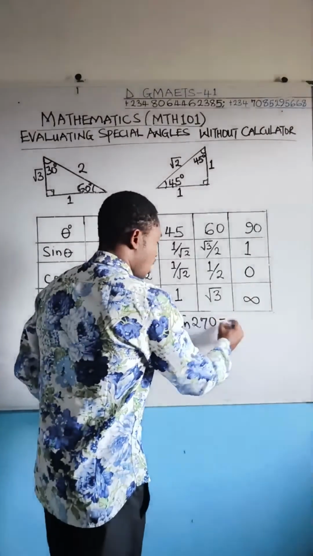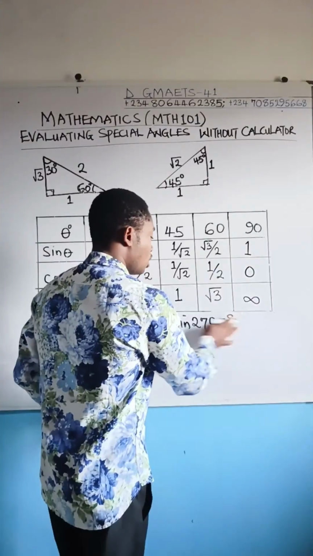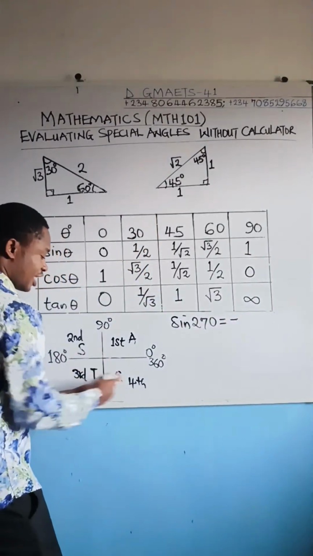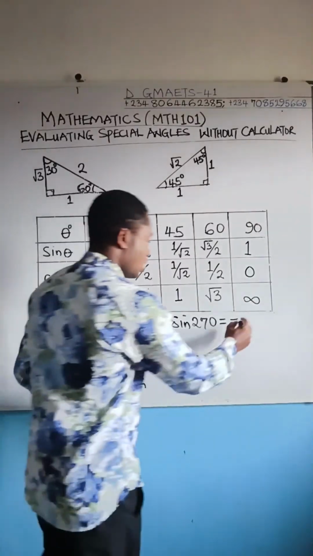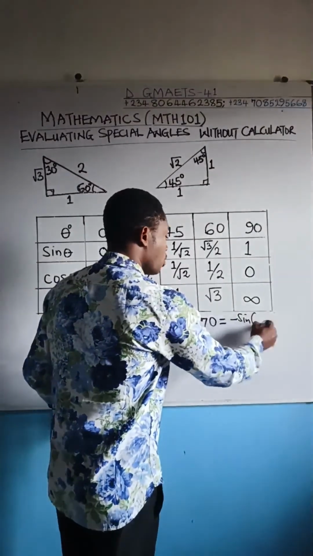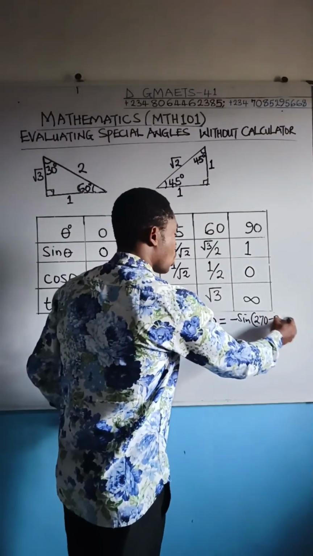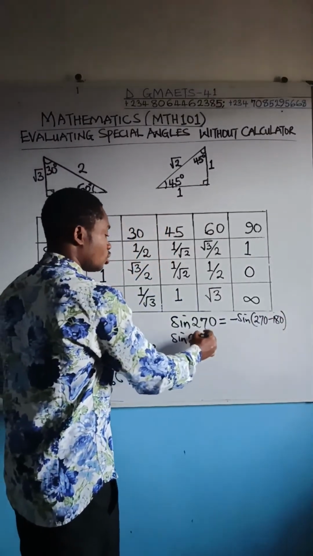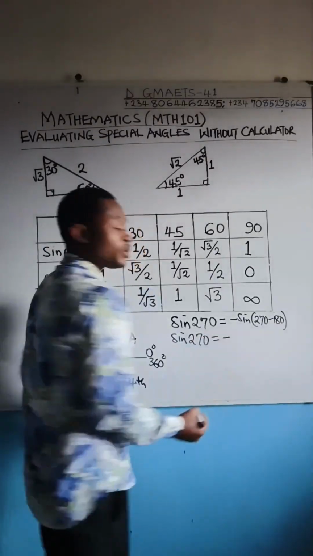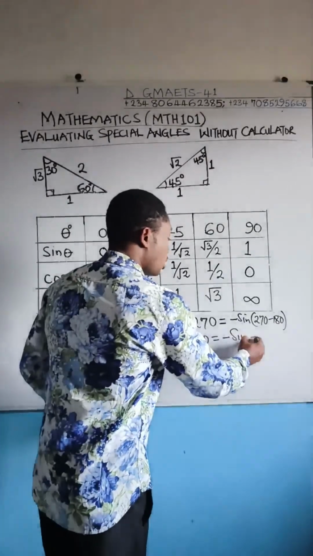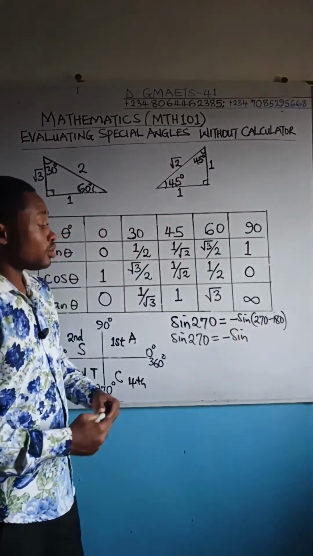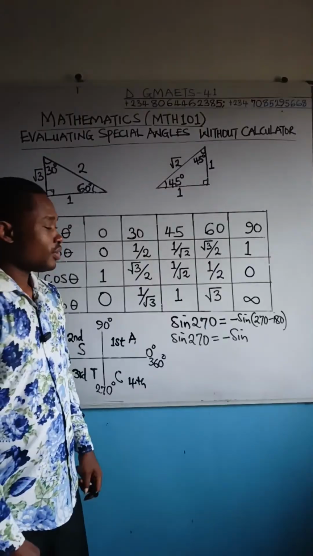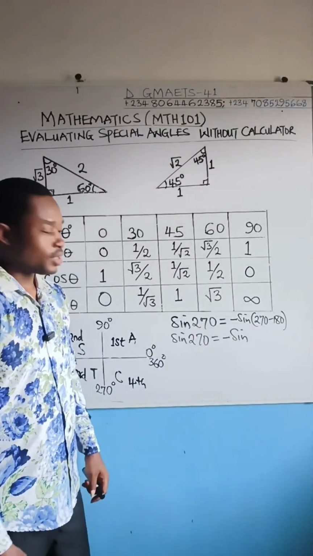But let's see how true it is. This is going to be minus. If you're operating between the third and fourth quadrant, sine is negative. So it's going to be minus sine, open bracket, 270 minus 180, which would give us that sine 270 is equal to minus sine of 270 minus 180. What will that give us?